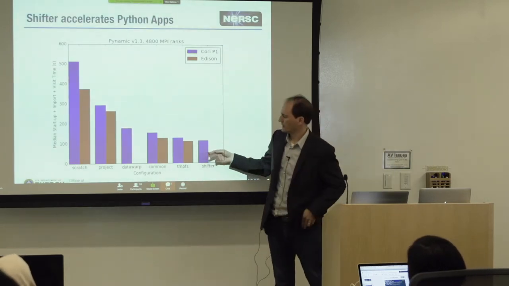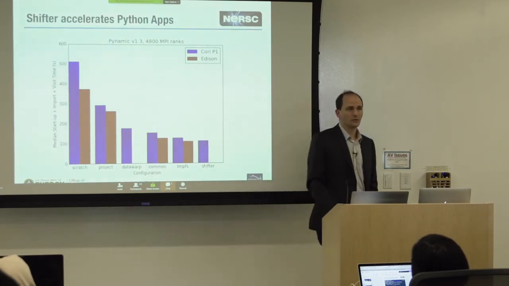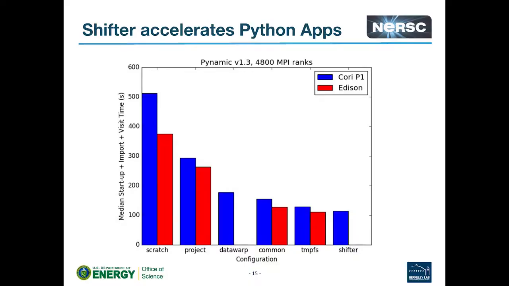And so as a result, we can get speedups in things like Python. So anything that's doing a lot of dynamic library loading, if you're going to run this at really large scales, you might want to consider putting that in a Shifter container.